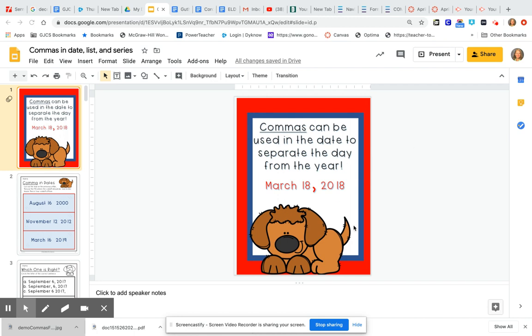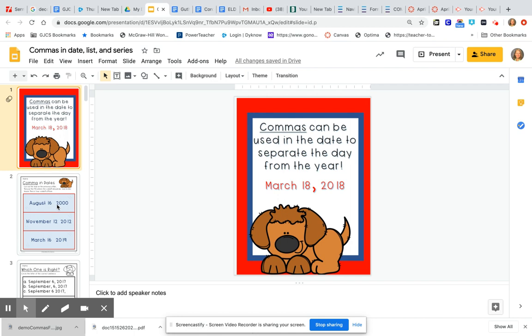So one of the places that we use commas is the date. When we're going to write the date, we write the month, making sure it starts with a capital letter. We have the day of the month, and then we have the year. What you notice is whenever I have the day of the month, there is this comma right after it. And that's what we need to do. We need to put a comma that separates the day of the month from the year.